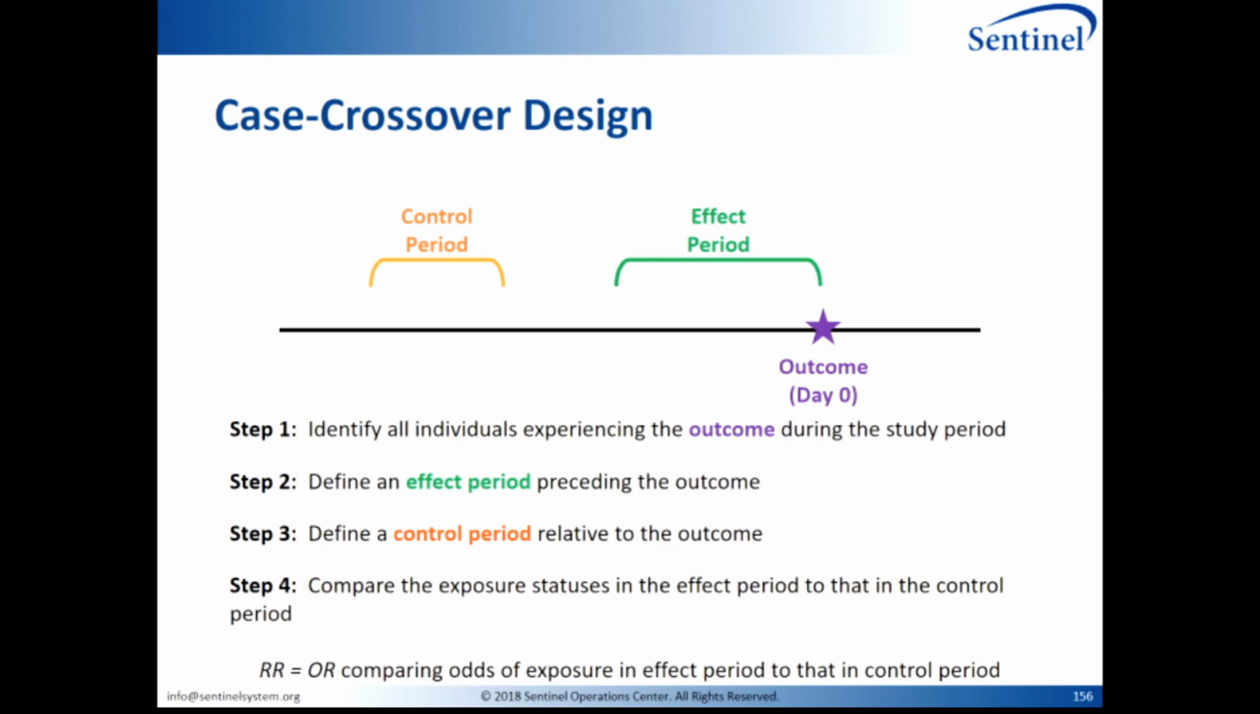In the second step, you define an effect period, which is relative to the outcome, not the exposure. And so you define an effect period preceding the outcome. You define a control period also preceding the outcome, but during a different time. And you compare the exposure status in the effect period to that in the control period. And basically, if you estimate an odds ratio comparing the odds of exposure in the effect period to that in the control period, that can be proved to be an estimate of the incidence rate ratio comparing the rate of the outcome for those who are exposed to those who are unexposed.